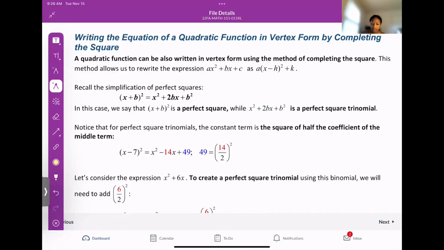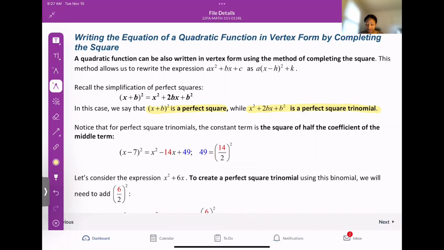Okay. If we have x plus b squared, that is equal to x squared plus 2bx plus b squared. That's an example of a perfect square trinomial. So we say that x plus b squared is a perfect square, and the trinomial x squared plus 2bx plus b squared is a perfect square trinomial. Our goal is to take a perfect square trinomial and simplify it into a perfect square. So we're going to take something that looks like x squared plus 2bx plus b squared and write it as x plus b all squared.